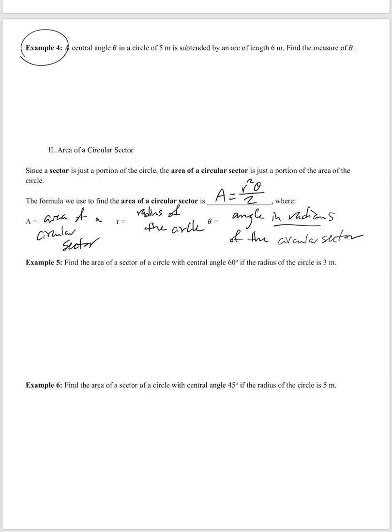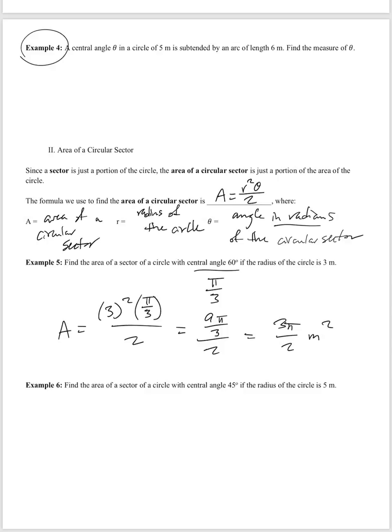So find the area of a sector of a circle with central angle 60 degrees if the radius of the circle is 3 meters. 60 degrees, let's convert that to radians right away, pi over 3. And now let's plug into our area formula. So area equals r squared times theta, all over 2. That's 9 times pi over 3 all over 2. 3 pi over 2 meters squared. That's it. Try example 6 on your own.